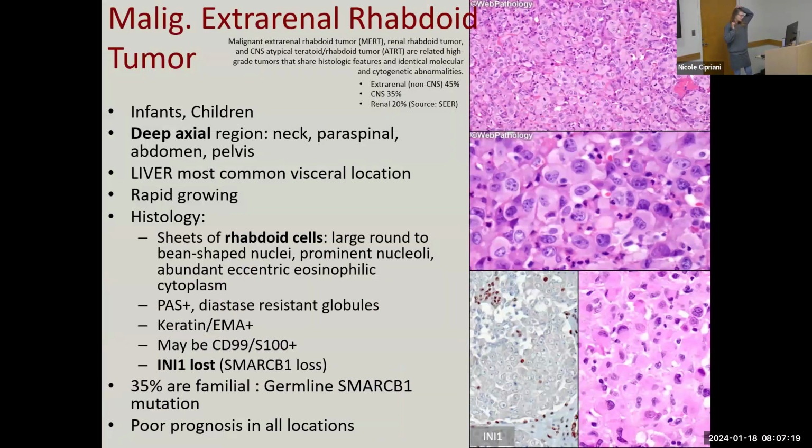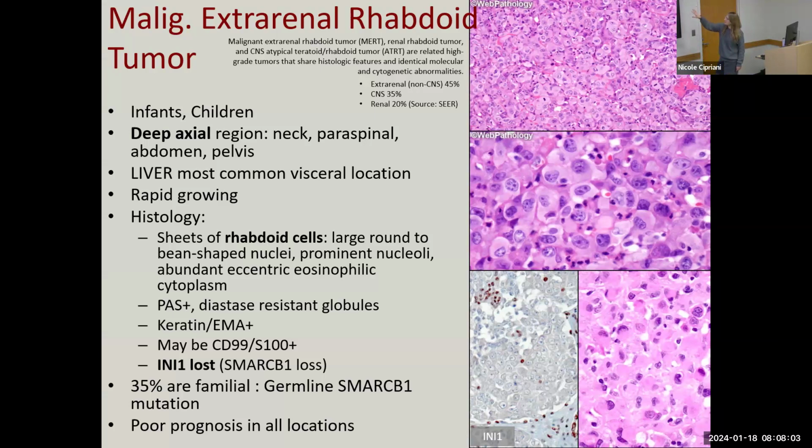A tumor that is essentially extremely morphologically and genetically similar is a malignant extrarenal rhabdoid tumor. But this differs mostly in its clinical presentation and location. So this is the tumor that the kids get. So this is usually in the deep kind of axial or paraspinal region in kids. Also in some primary visceral sites, right, like liver. This is identical to the CNS rhabdoid tumor. This is identical to the renal rhabdoid tumor, but it's sort of named depending on where it's located.